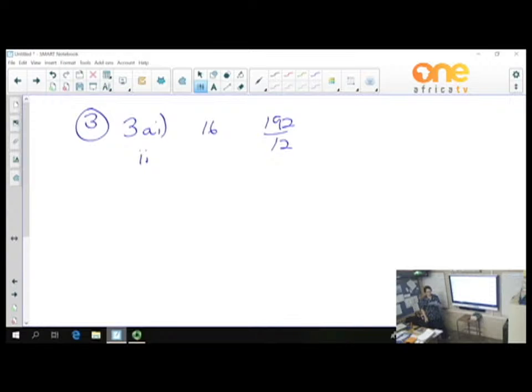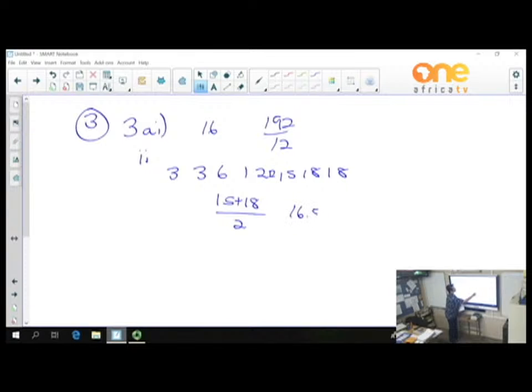Calculate the median score. So that means you'll have to arrange it. You start with the smallest one: 3, 3, 6, 12, 15, 18, 18. Which one is in the middle? 1, 2, 3, 4, 5, 6, 7, 8, 9, 10, 11, 12. So 6 and 7 must be added and divided by 2. Is it 12 and 15? Okay, so then you add the two and divide by 2. If it's an even number, this is how it works. So the median is 16.5.